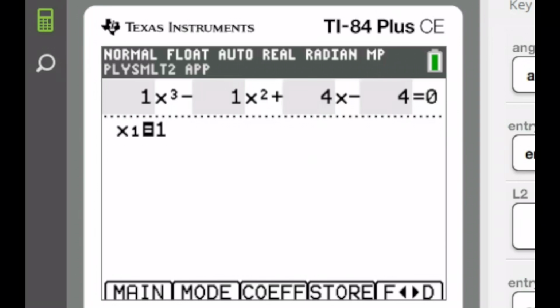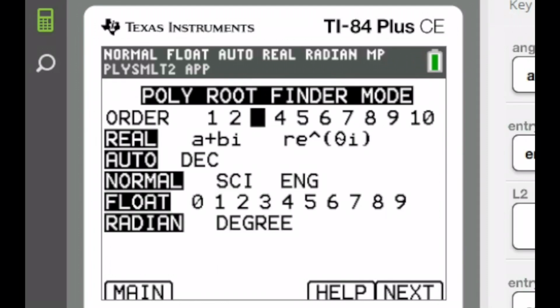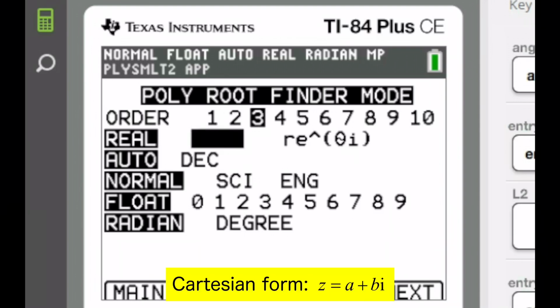From this summary, we can see that there's only one real solution, which means there should be 2 other complex solutions. If we wish to display the values of the 2 complex solutions, we can press the window button and then go to the second row. To display any complex number, we can choose the second option or the third option. This time I'm going to choose the second option, which means if there are complex solutions, those solutions will be expressed in the form a plus bi.